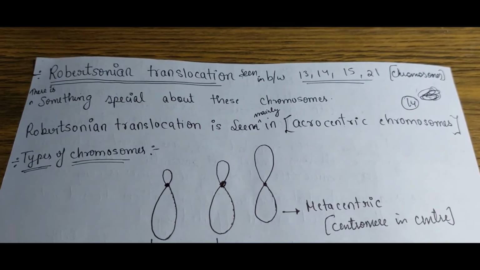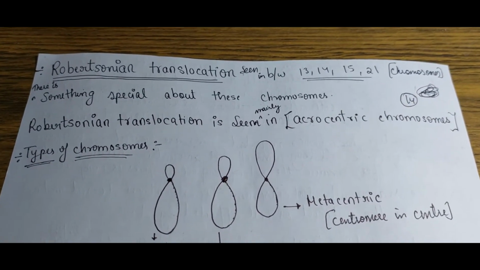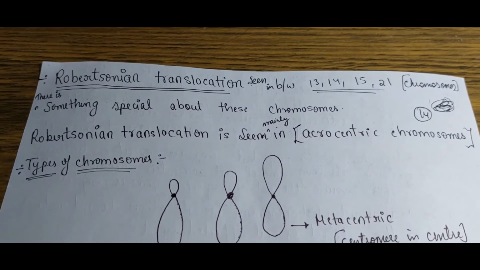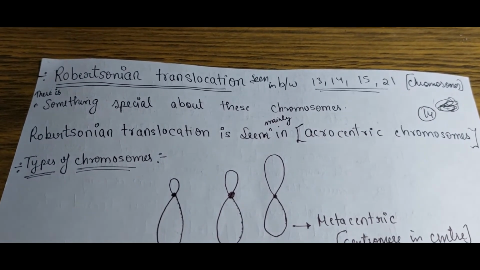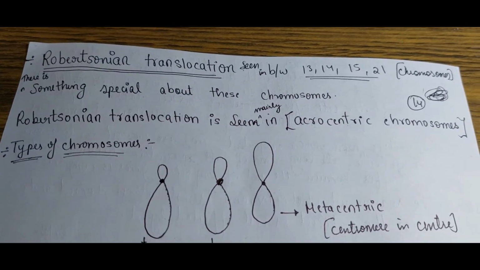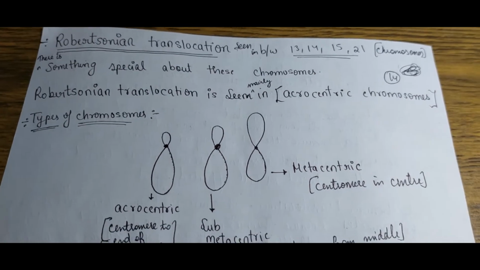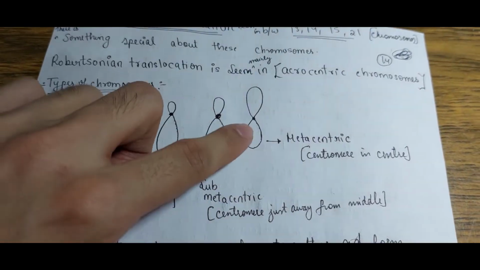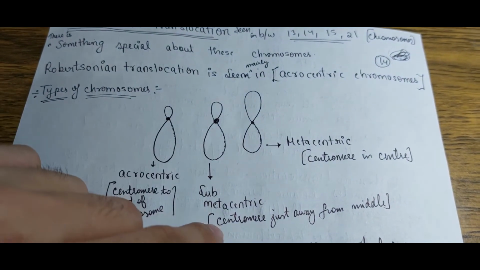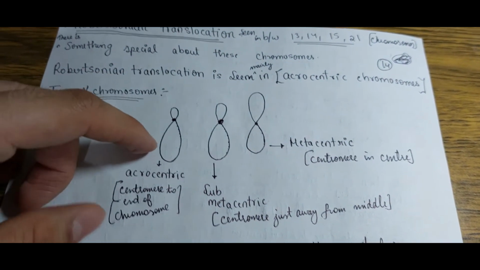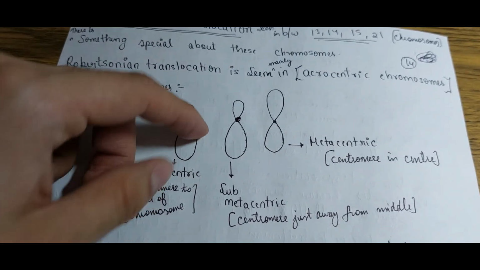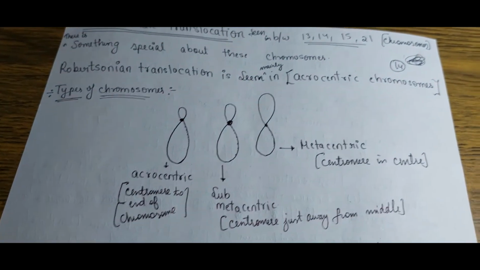So Robertsonian translocation is seen between chromosome numbers 13, 14, 15 and 21. There is something special about these chromosomes. These chromosomes are mostly acrocentric chromosomes. So what are acrocentric chromosomes? So we have types of chromosomes. A metacentric chromosome is a chromosome in which the centromere is in the middle, whereas in a submetacentric chromosome the centromere is slightly away from the middle, and in an acrocentric chromosome the centromere is towards the end of the chromosome. So one arm is very long, one is a very short arm.